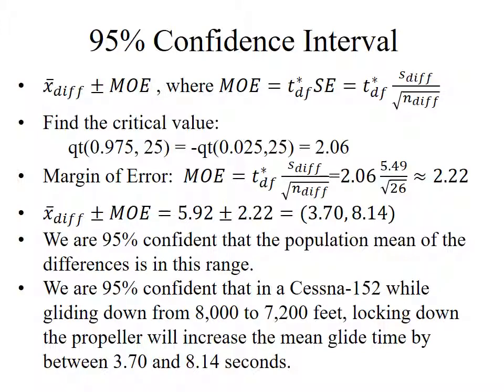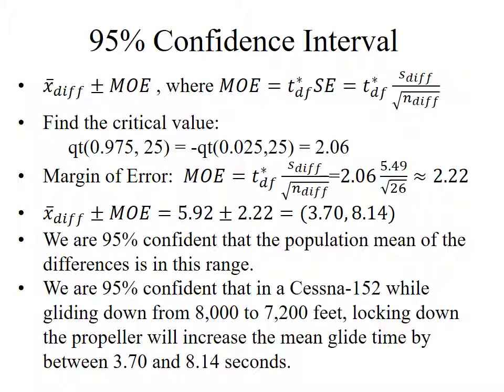Therefore, my margin of error is 2.06 times the standard error. So there's my 2.06 times the 5.49 over the square root of 26. Margin of error of 2.22 seconds. So I take my sample mean of 5.92, the mean difference, and I add and subtract 2.22 seconds, and I get a confidence interval that ranges between 3.7 seconds and 8.14 seconds.